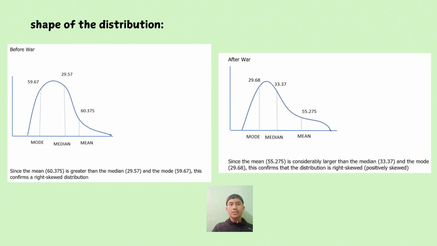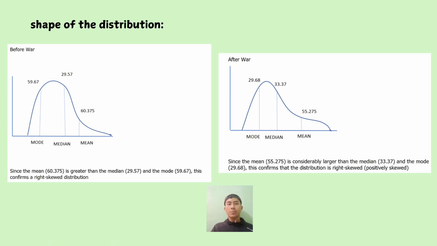Before the war, the distribution of Coca-Cola stock prices was right skewed because the mean 90.375 is higher than median and mode, which are 29.57 and 59.67 respectively. This tells us that even though most stock prices are lower, the higher price values pull the average or mean up. The graph will demonstrate this as a curve that is stretched out to the right.